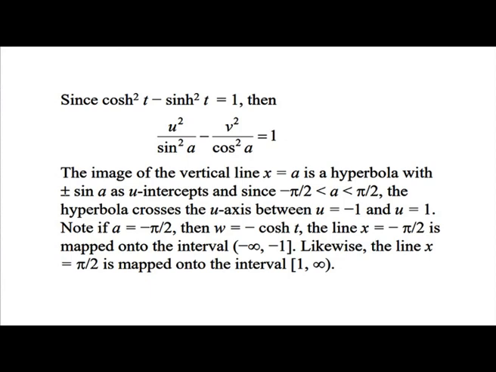Note that if a is equal to minus pi by 2, then w is equal to minus cos ht. The line x is equal to minus pi by 2 is mapped onto the interval minus infinity closed minus 1. Likewise, the line x is equal to pi by 2 is mapped onto the interval 1 comma infinity.